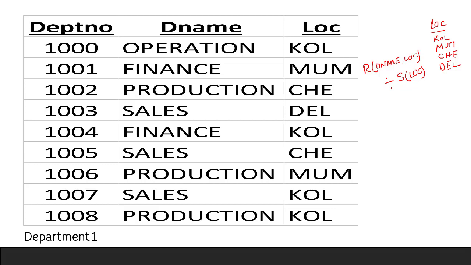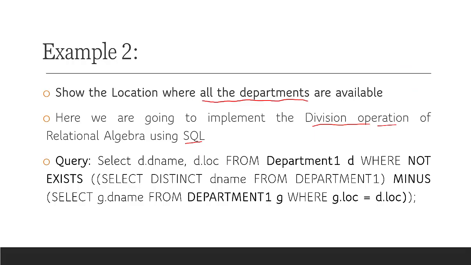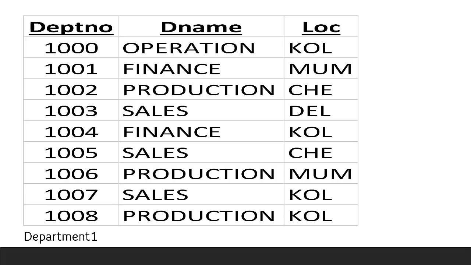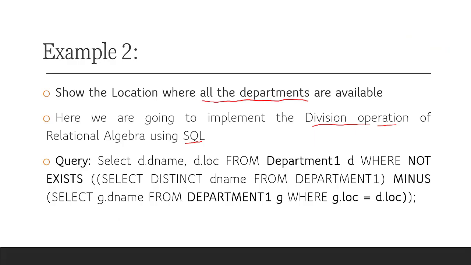Now my query is we need to show all the locations which have all the departments. So my relation will obviously be of location and dname, and we are going to divide that with another relation where all the dnames are available. So we are going to implement this relational algebra operation using the query. Here we are going to use the correlated subquery, and remember only a correlated subquery can solve this kind of problem.